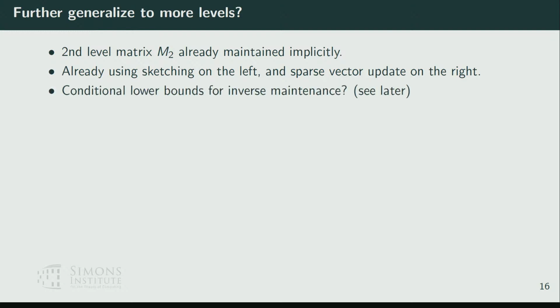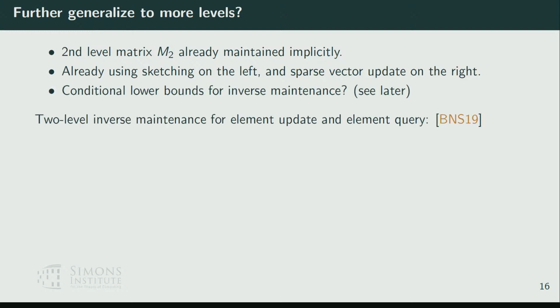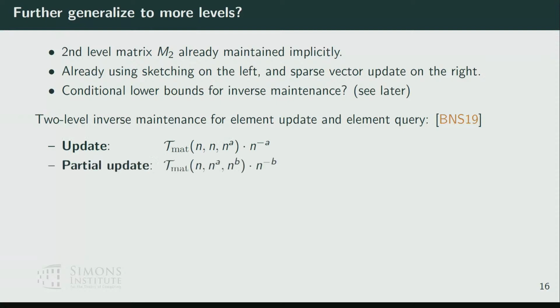But not only because of that, there's actually more evidence that it might be hard to generalize this more. I will be very careful about the conditional lower bound here, because it is not a lower bound for the LP problem itself. Instead, we are applying this data structure to the LP problem, and we can also apply this data structure to other problems. For example, if we only allow element update and element query in each iteration, it's different numbers of updates and queries.